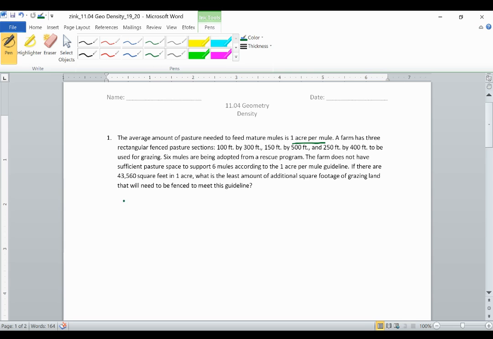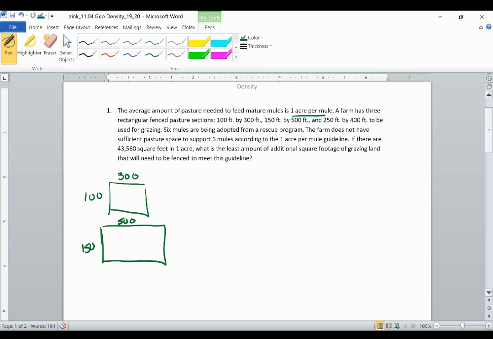A farm has 3 rectangular fenced pasture sections. So one of them is 100 feet by 300 feet. Another one of them is 150 by 500. And the third one is 250 by 400. I'm obviously not drawn to scale here. So these are used for grazing.